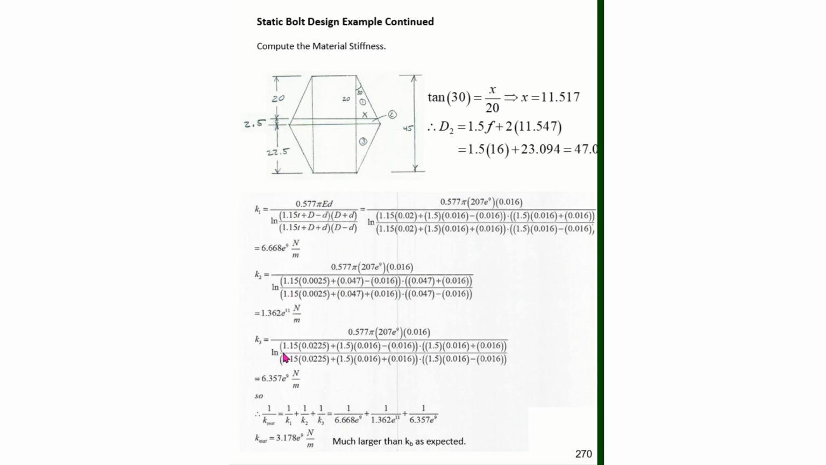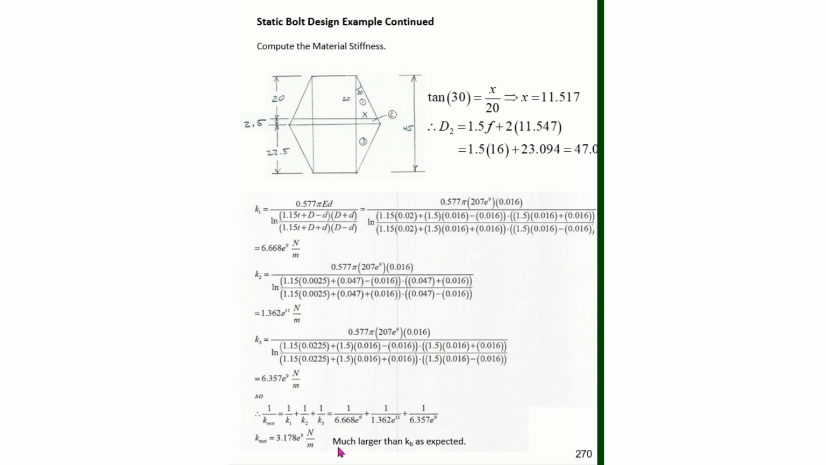So here for K3, I have 1.15 times the thickness, which is 22.5 millimeters, then 1.5 little d again, and then 0.016. So now I have K1, K2, and K3, and to get K total, I sum up the inverses of these Ks and invert it, and I get K of the material. And I get 3.178 e to the 9th newtons per meter.